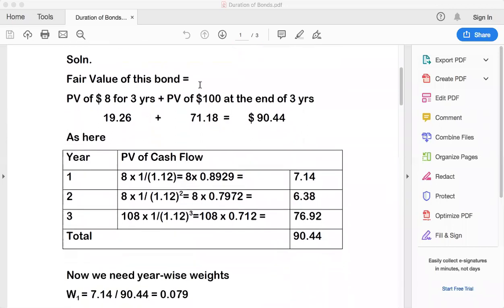So let's go ahead. So what we find here is that first of all, it's good to understand what is the price you would like to pay for this bond. So price today that you would like to pay for this bond is the present value of all cash flows. So first of the cash flows is the dividend of $8 for 3 years, and then you get 100 at the end of 3 years. So you sum up both the cash flows, the present value of the cash flows, and this is the price that you are going to pay today for this particular bond.